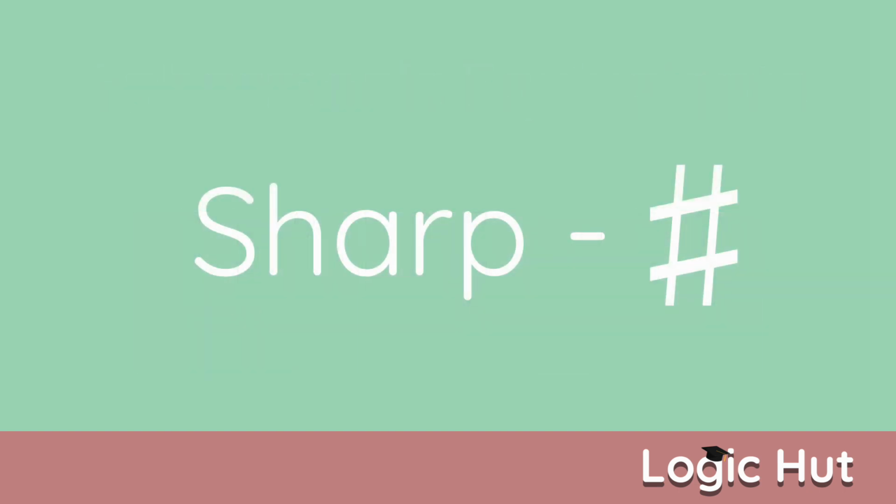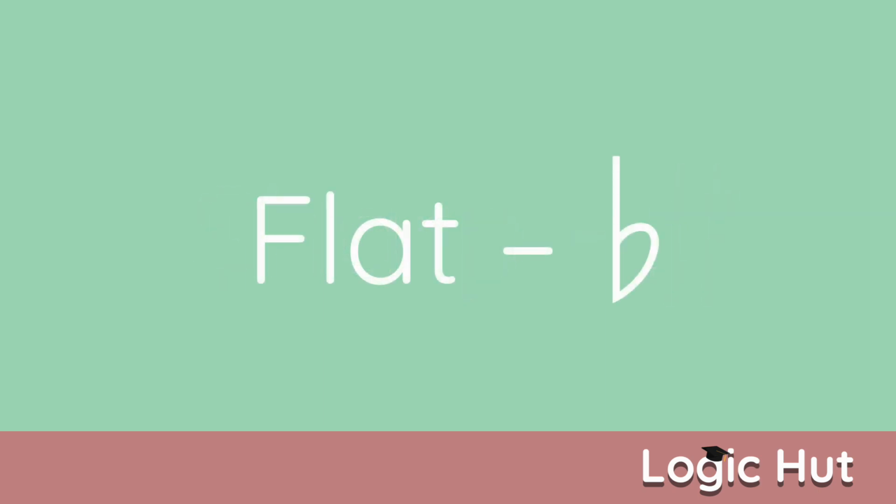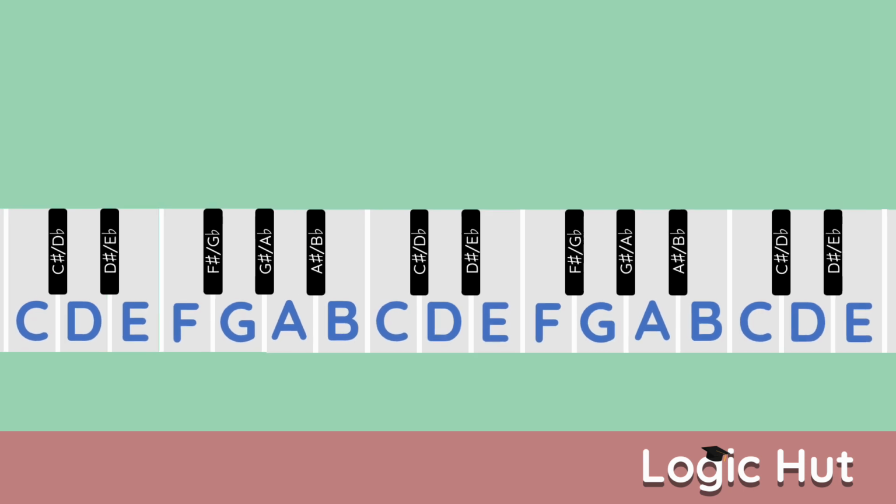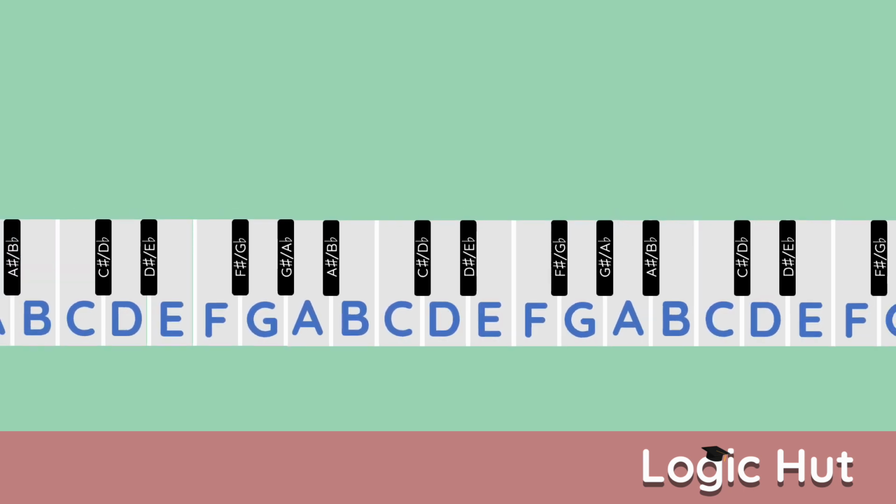To specify a sharp in music, this symbol is used, and to specify a flat, this is used. This pattern of letters, sharps and flats repeats up and down the piano across all of the keys.